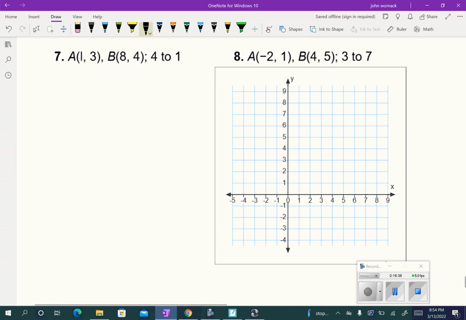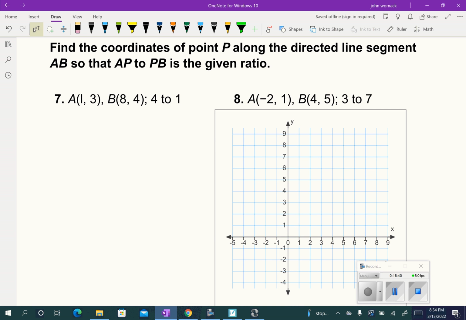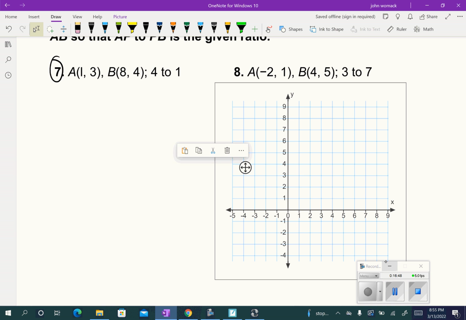Let's try this one. In fact, let me have you guys try it. I want you to try number 7. So pause the video. You can do this by hand. You don't really need graph paper. But give that a try and see if you can come up with it.